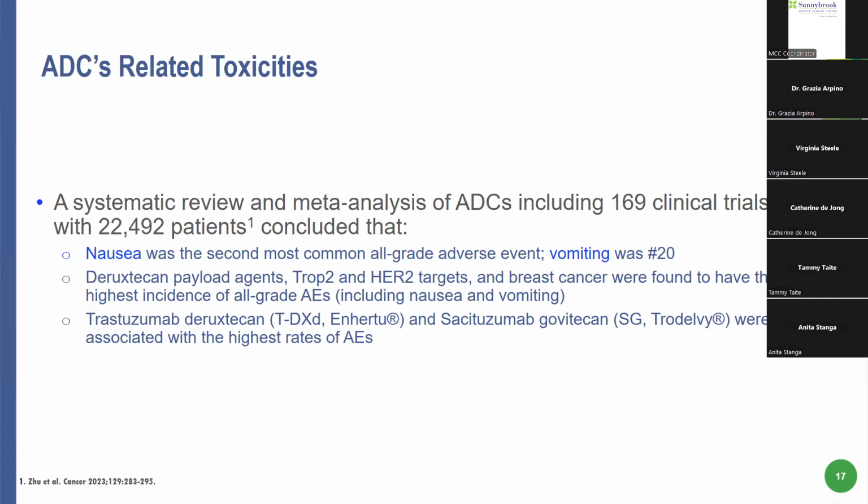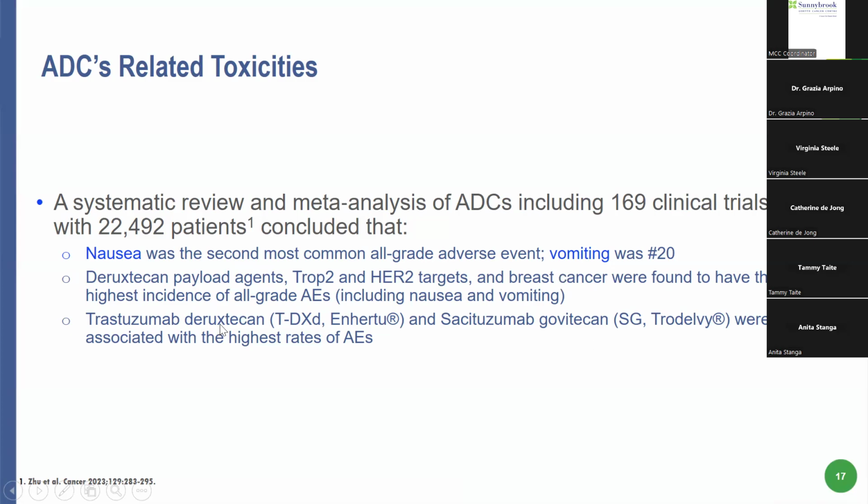Now, analyzing all patients treated with ADC in the clinical trials, it's a patient population of around 22,500 patients. Nausea was the most frequent adverse event registered at any grade, and vomiting was in the top 20 as a most frequent adverse event. The deruxtecan payload agent, TROP2 and HER2, and breast cancer are critical factors to predict the incidence of nausea and vomiting our patients are going to have.